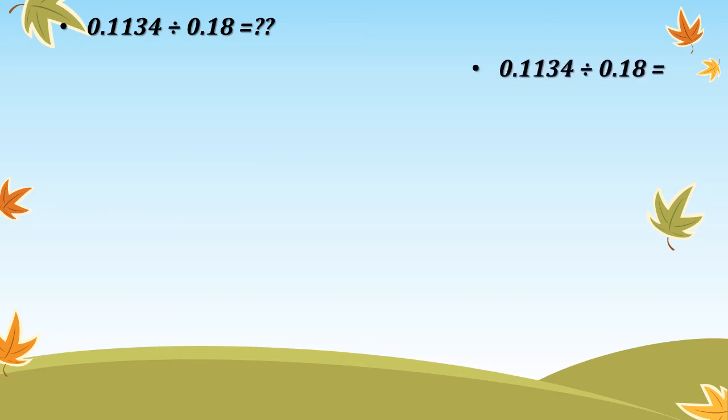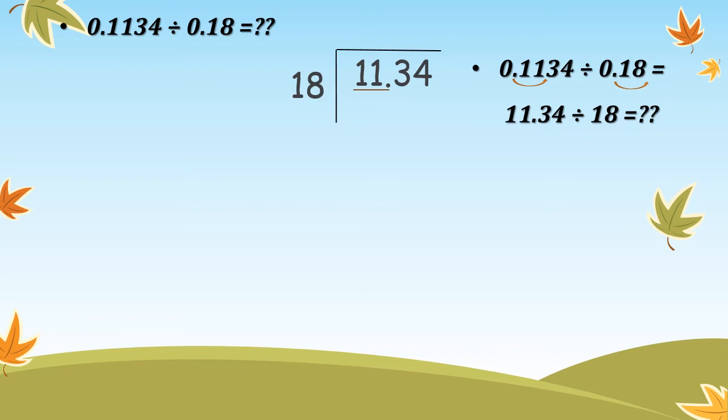Okay, here I have 18 hundredths. I can make it a whole number by what? By multiplying by how many zeros? 2 zeros, 100. So I will multiply by 100, the divisor and the dividend. Okay, so the answer will be 11 and 34 hundredths divided by 18. Now let's put our formula of long division and start the 18 times table.